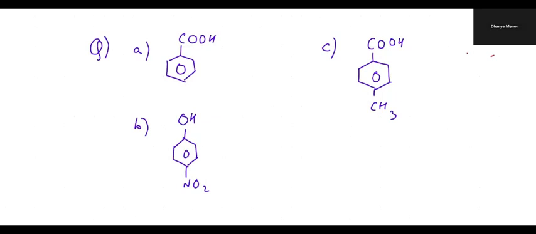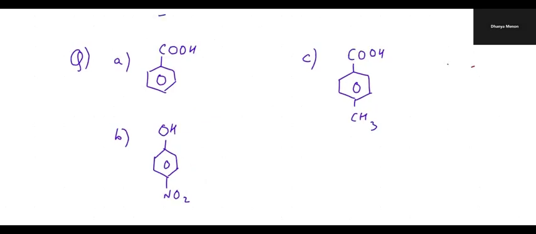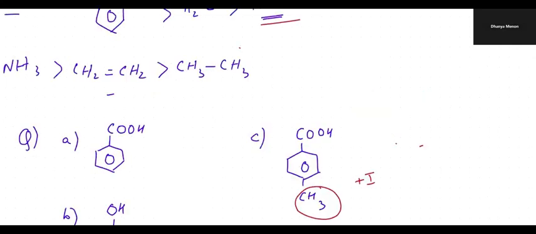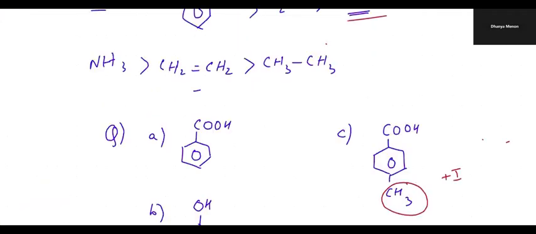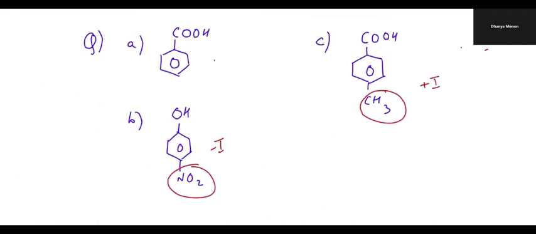Coming to a similar question where we have benzoic acid. In the second one, we have NO2 group in the benzoic acid. In the third one, we have methyl group in the benzoic acid. Now, NO2 group means it adds minus I effect. And methyl group means it adds plus I effect. And you know, plus I effect means less acidic. Minus I means it will be more acidic. So over here there is no such group present. Okay.